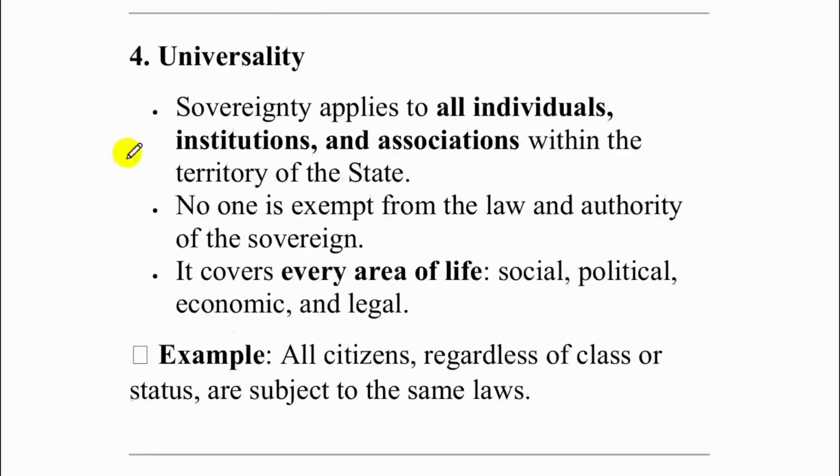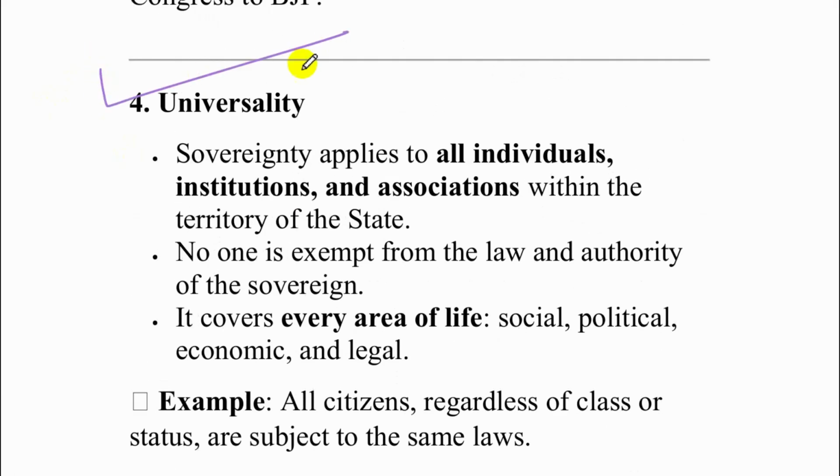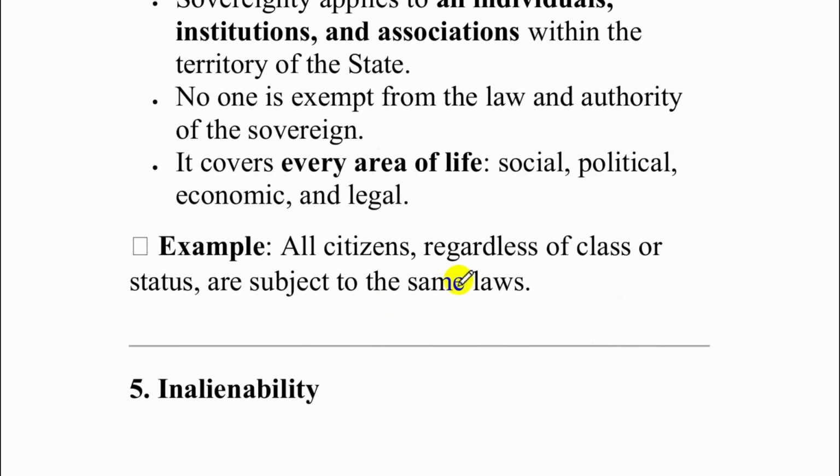Next is universality. This is one of the features of a sovereign state. Sovereignty applies to all individuals, institutions, and associations within the territory of the state, which means no one is exempt from the law and authority of the sovereign. It covers every area of life: social, political, economic, and legal. Example, all citizens, regardless of their class or status, are subject to the same laws.